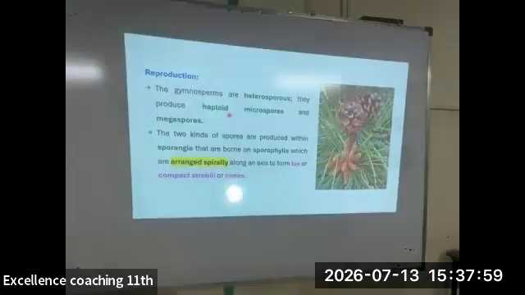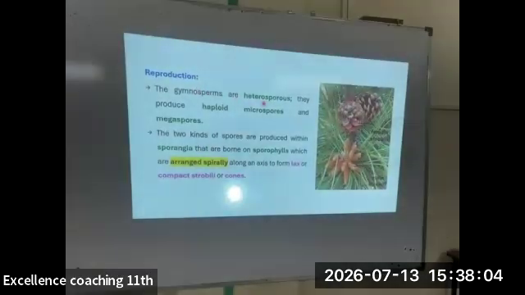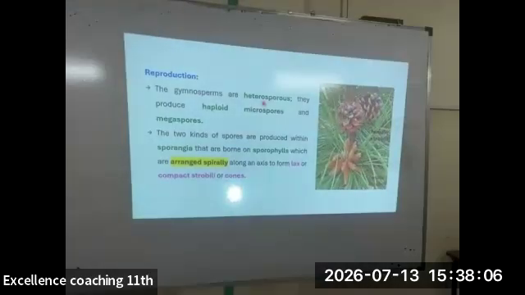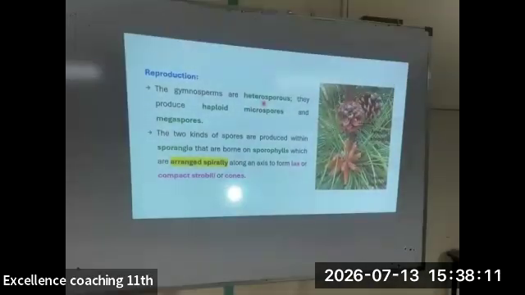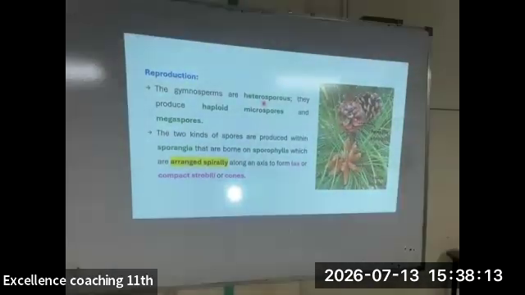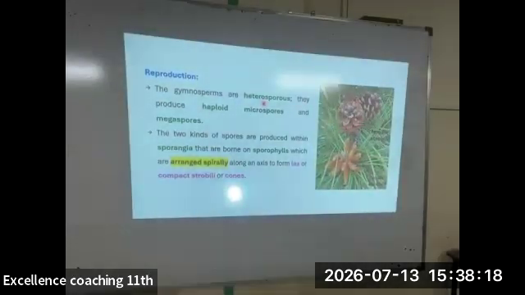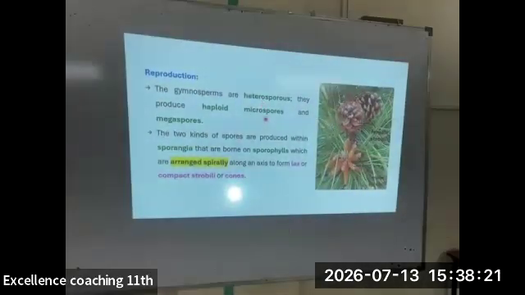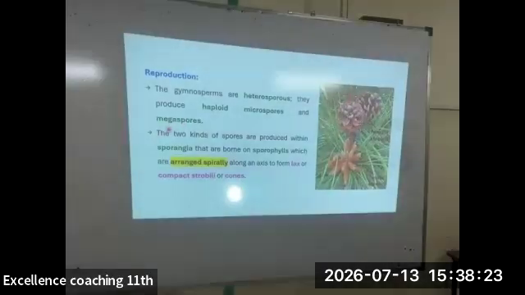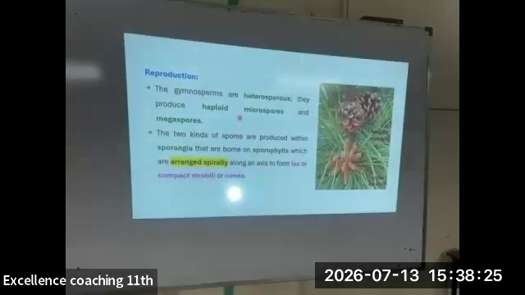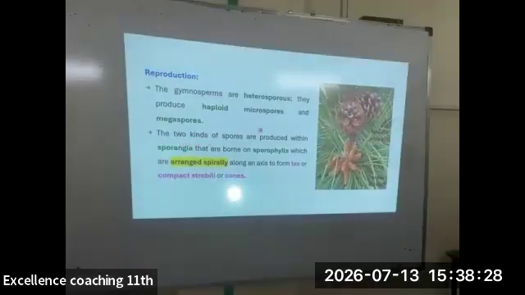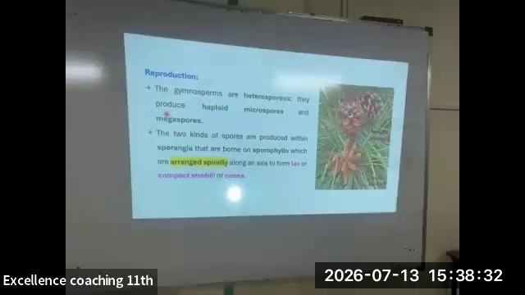Then, how is the reproduction here in gymnosperms? They are heterosporous. What do you mean by heterosporous? Hetero means different, right? What different things are produced here? Spores. One is micro, one is mega. Micro means small, mega means bigger. Which one will be male? Micro is male, mega is female, right?